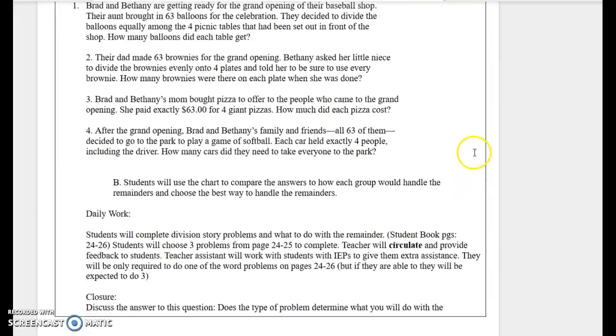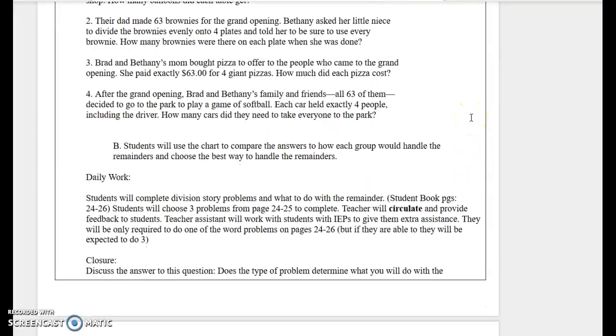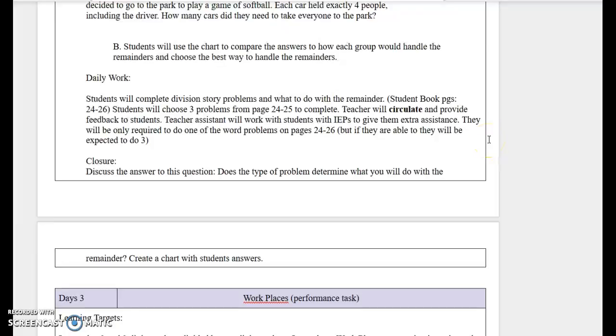After that's done, the students will come together and we'll chart out how they each solved each problem. We'll have a discussion about how they figured that problem out. Then they'll be assigned some daily work, and I will circulate, and my teacher assistant will work with students who have IEPs and give them extra assistance. They'll be required to do a little bit less work, but if they can do the whole work, they'll go for it and do what the regular kids are assigned as well. As closure, we'll discuss what we worked on today.